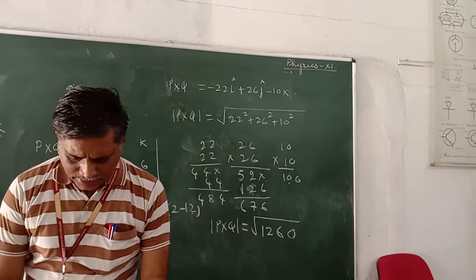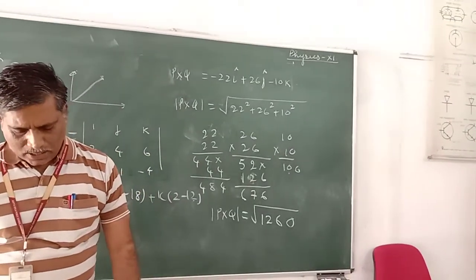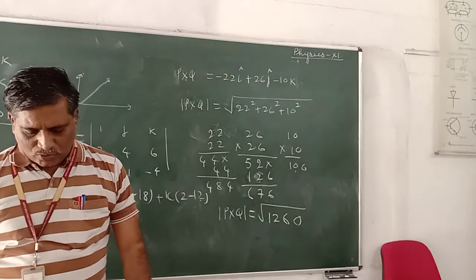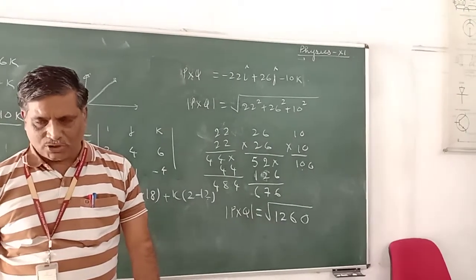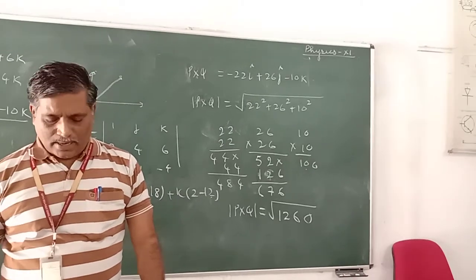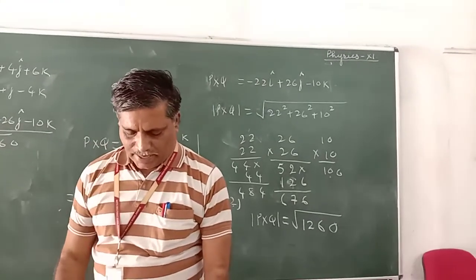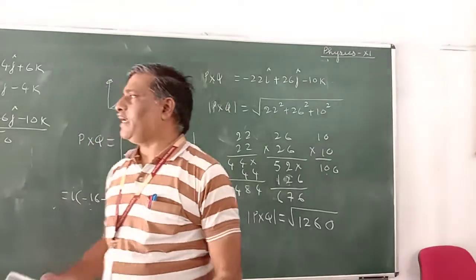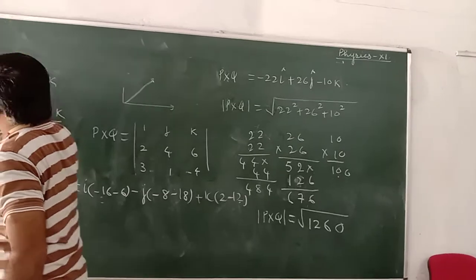Let us take the next one. Calculate the area of a parallelogram whose sides are A equals i minus 5j plus 2k, and B equals 3i plus j minus 8k. We want to find out the area of the parallelogram.